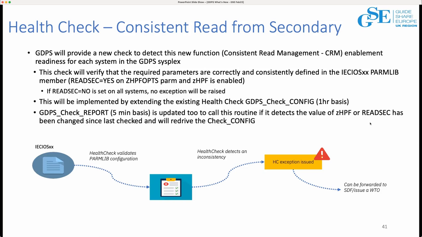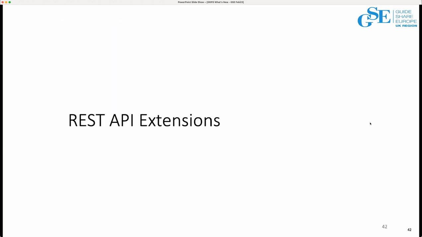This is in check config. Check config only runs once an hour. So you might see it as slightly strange, but what we've done is we've actually enhanced the check report check, which runs on a 5-minute basis. And if we detect that those values have changed, and we do that by some control block management in our environment, we will then drive the routine of the check config in order to update the situation on a more frequent basis. So again, giving you more timely awareness of the situation.